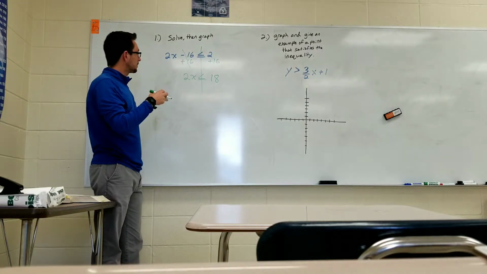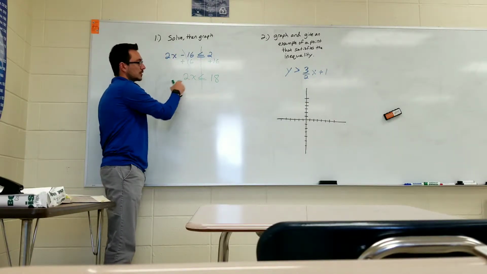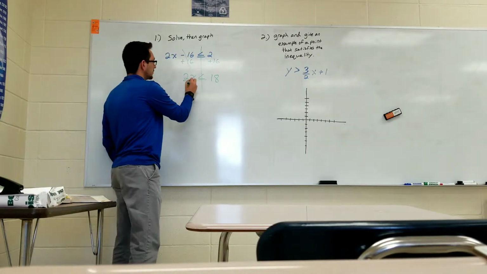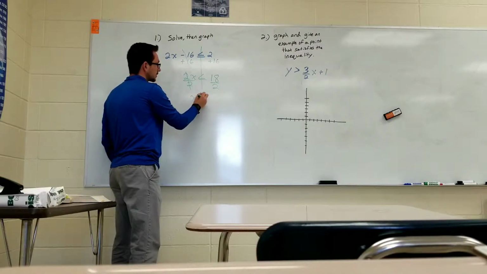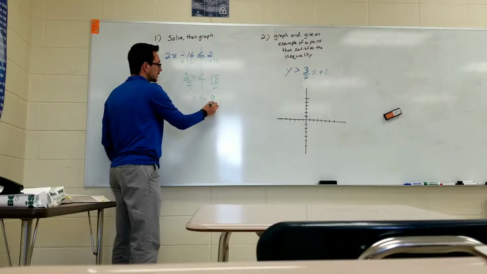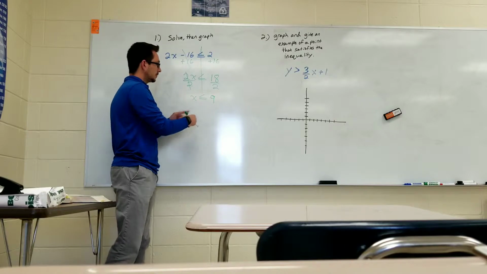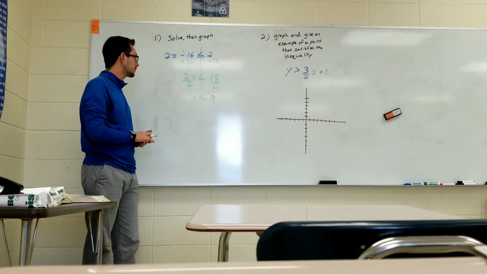Next, we want to get x by itself still. So if I have a number and a letter next to each other like that, that means multiplication. So I need to divide on both sides. That leaves me with x less than or equal to 18 divided by 2 is 9. So to make sure I'm at the end here, I have a variable, my symbol, and a value. It's kind of a three-part answer is how I like to think of it.